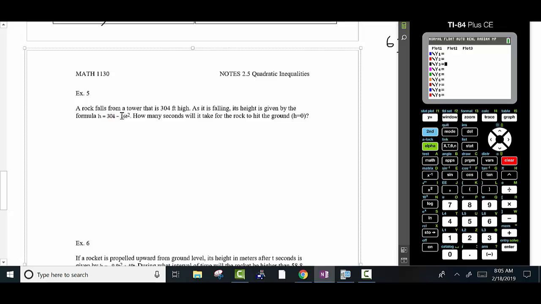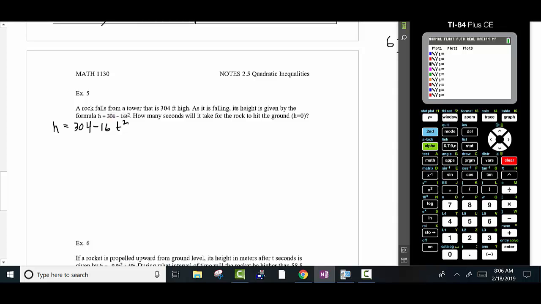So these are a couple of calculator things. We're talking about quadratic inequalities. What we're going to do with this is we have a function that says the height. This is a quadratic, 304 minus 16t squared. It's sort of a calculus problem in a sense, but it's something we're going to do with technology like we've been doing.